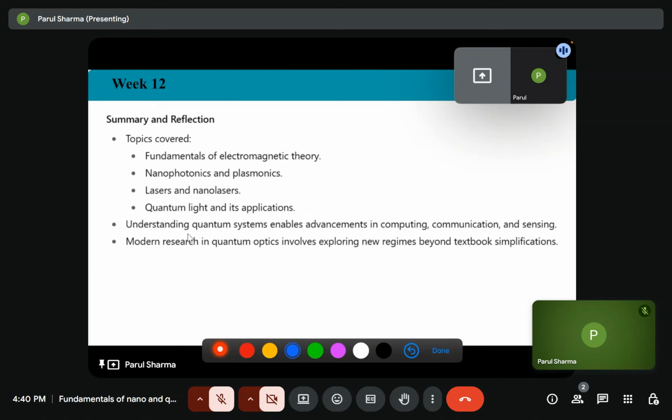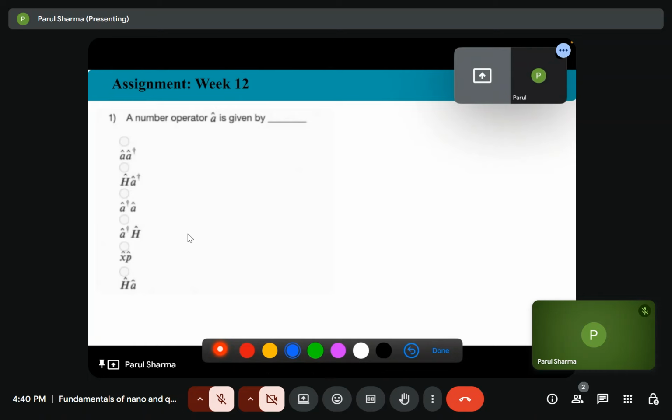Now we will solve the last assignment. So all the questions we have already derived in the lecture. The first question is: the number operator is given by A dagger A. The option C is correct.